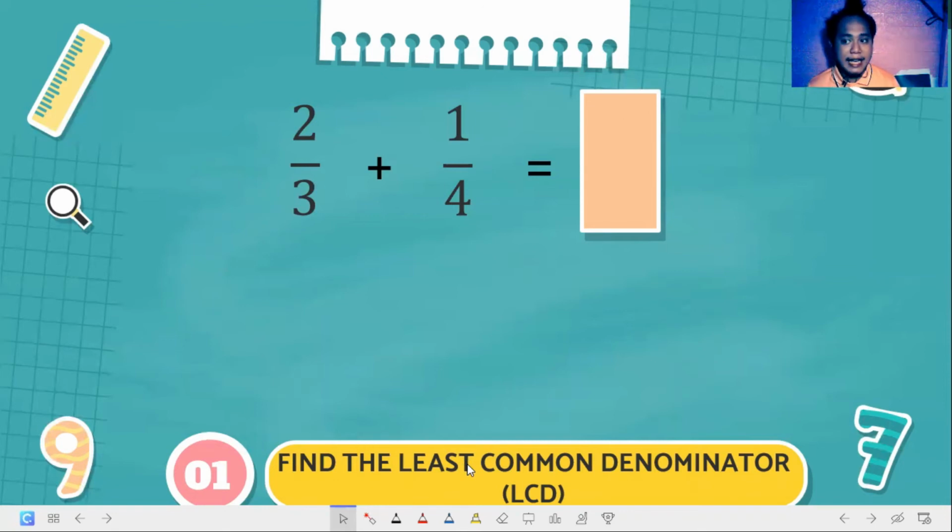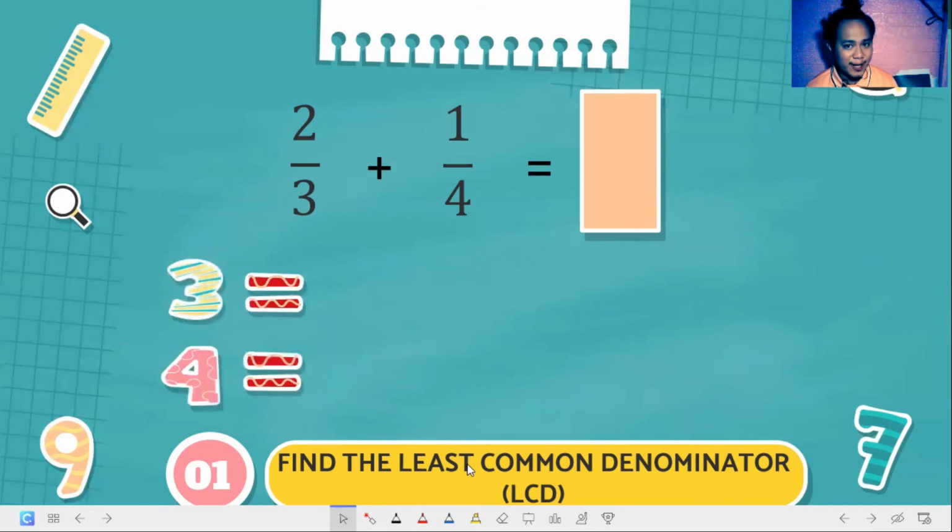2/3 plus 1/4. First step, let's find the least common denominator. What are the denominators in the set of fractions? We have, very good, 3 and 4. Then second, we are going to find the least common multiple of the given denominators, which are 3 and 4.